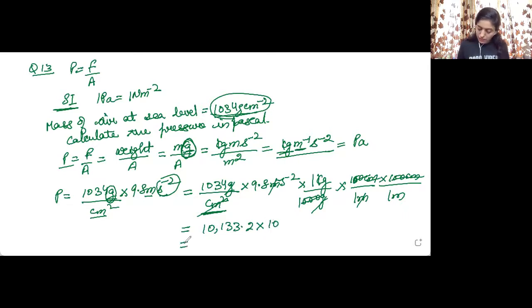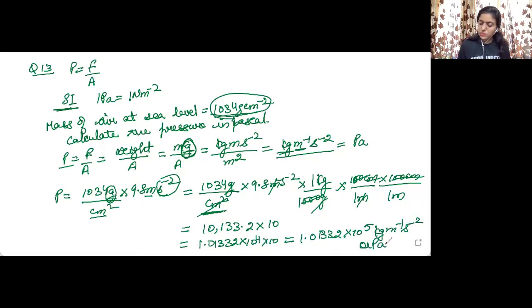Now let us write it in the scientific notation. So 1.01332, we are moving the decimal place 4 places to the left. So it will be 1.01332 into 10 raised to the power 4 into 10, which is equal to 1.01332 into 10 raised to the power 5 kg per meter per second square or Pascal. So this is the result. Hope this is clear to you.